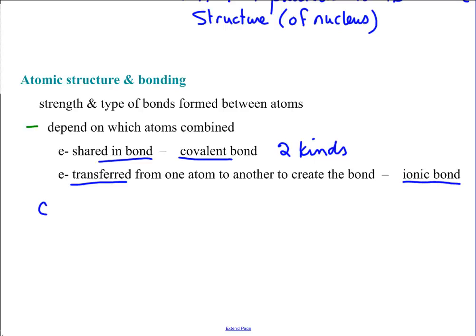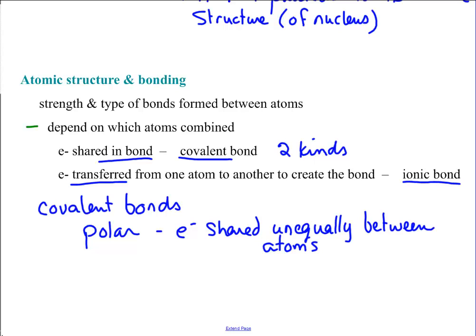Our two kinds of covalent bonds are polar, where electrons are shared between two atoms but shared unequally. The other kind is a nonpolar bond, where the electrons are shared essentially equally between the two atoms.